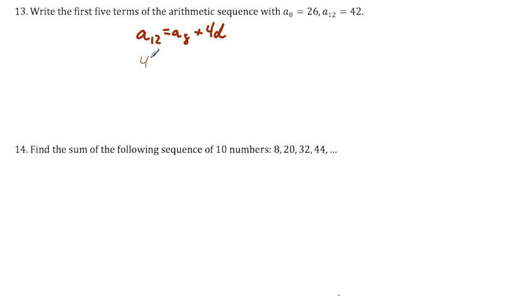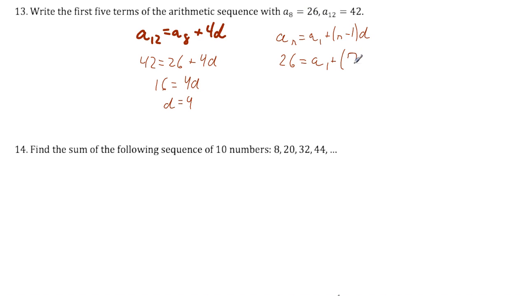So the 12th term is 42. The 8th term is 26. So this is going to help me find d. I subtract to get 16 equals 4d. So that means that d is equal to 4. If I have this, a sub n is equal to a sub 1 plus n minus 1 times d, I can choose either the 8th term or the 12th term. So if I choose the 8th term, a sub 8 is 26 equals a sub 1 plus, if n is 8, 8 minus 1, which is 7, times the common difference, which is 4. So that's 28. If I subtract from both sides, I get the first term is -2.